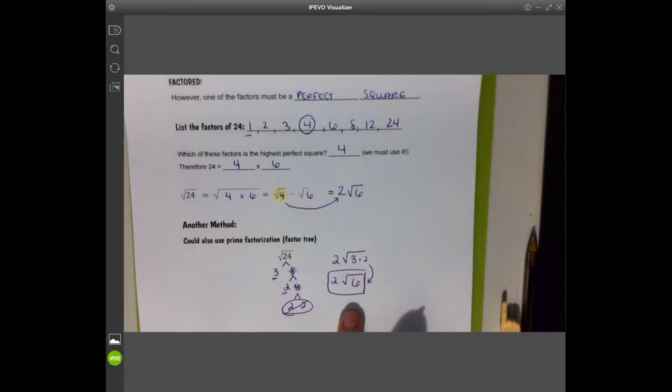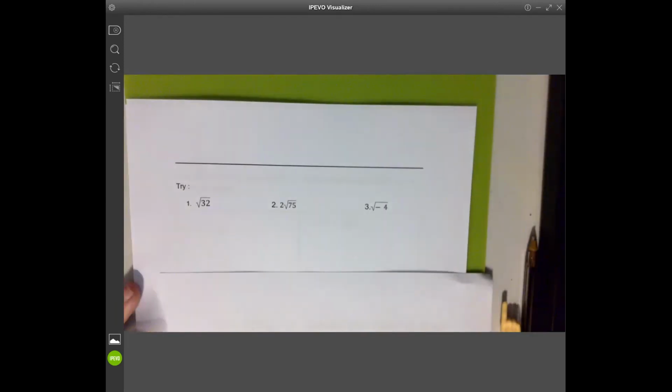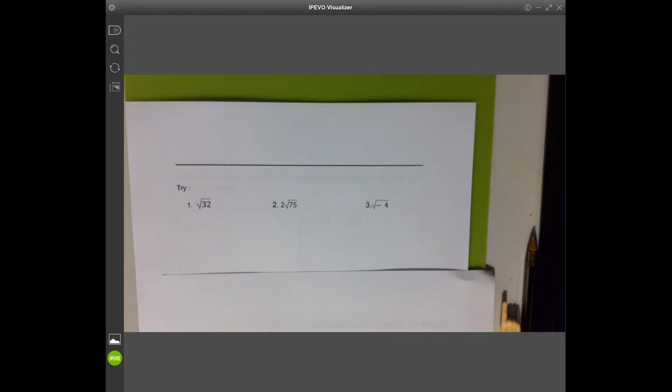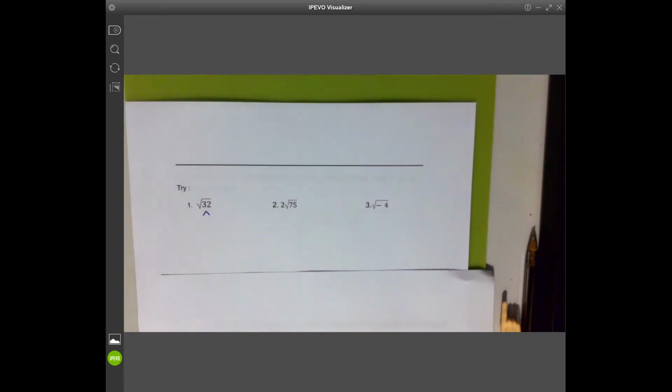Again, I prefer the prime factorization method, aka the tree method, and that's what I'll be using for most of my examples. All right, so let's try a few more. All right, I'd like you to try number 1 on your own. Again, utilizing that tree method, you're going to pick 2 numbers when you multiply them that make 32.